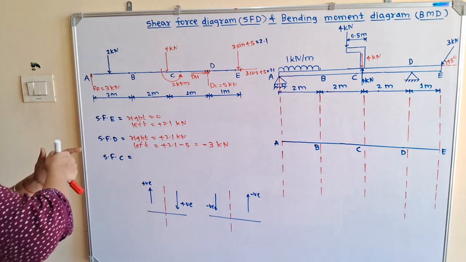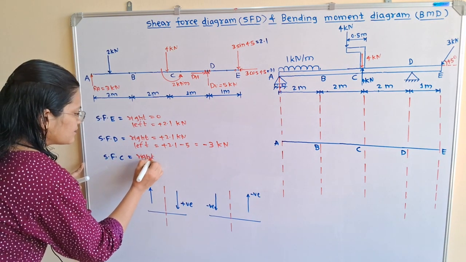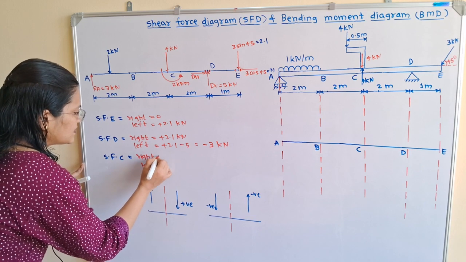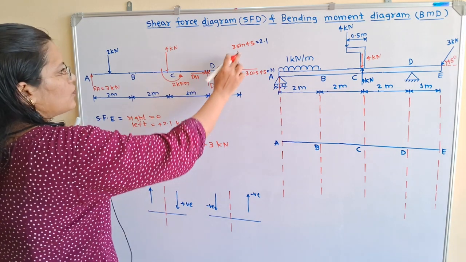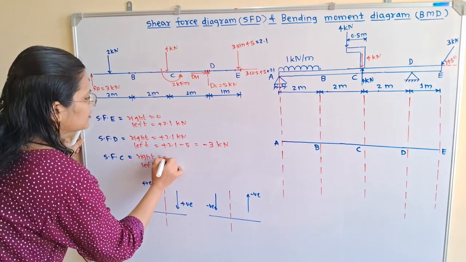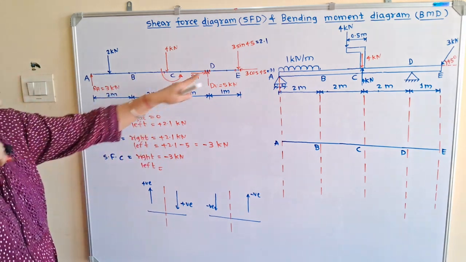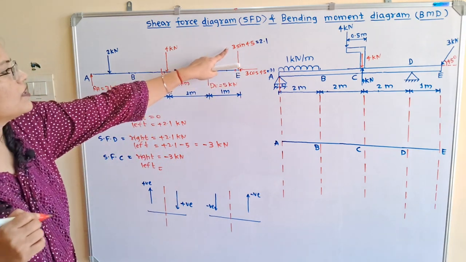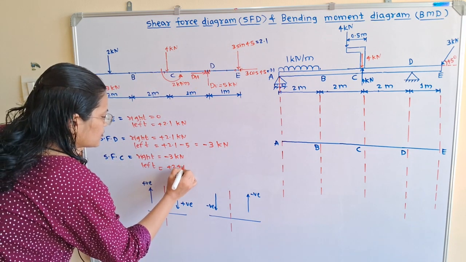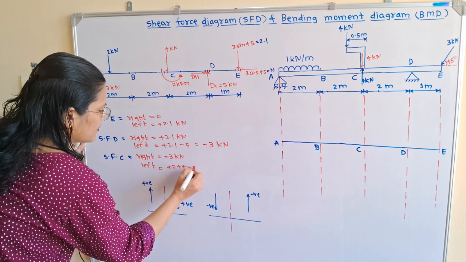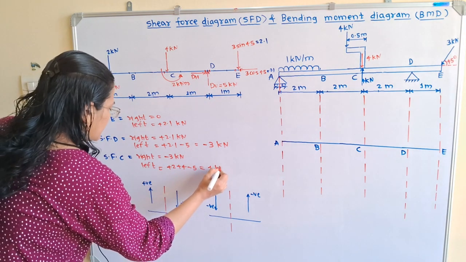So again we will use right and left side. So here is right and left. So at point C, on the right hand side there are 2 forces. So plus 2 minus 5, that is minus 3 kilonewton. And if I select the left hand side point, then there are a total of 3 forces. So here is plus 2 plus 4, plus 2 plus 4 minus 5. So it is 6 minus 5, that is 1 kilonewton.